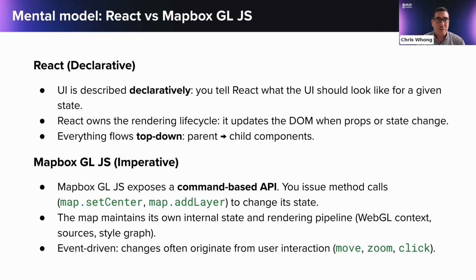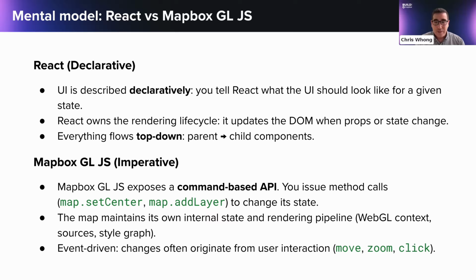Okay, so React is declarative. You describe what you want, and React kind of takes care of how it should be rendered. It takes care of writing to the DOM. So everything is top-down, state-driven, as you're probably already familiar if you attended this session. Mapbox GL JS is imperative. So you say things like map.setCenter, map.addLayer. You're telling it exactly what you want it to do.